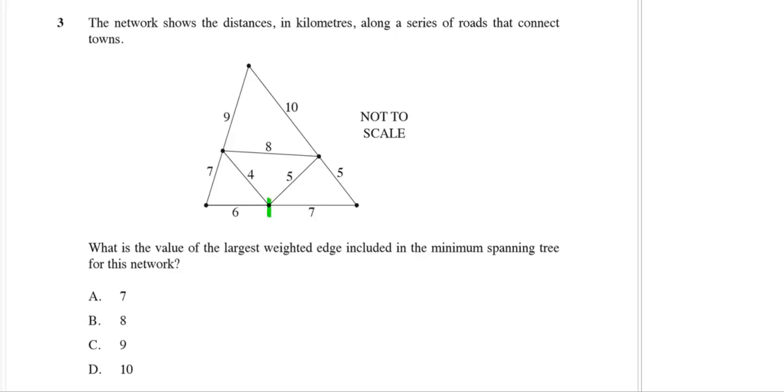So I'm going to start here and add in that 4 because that's the lowest. I'm now going to add in that 5 to my tree. I need to get to that bottom left, and the cheapest way of doing it is to add the 6. I still need to get to the top vertex, and the cheapest way of doing it is to add that 9. So the question is actually asking, for the minimum spanning tree, what is the value of the largest weighted edge? So the largest edge on my minimum spanning tree is this one, the 9. The answer is C.